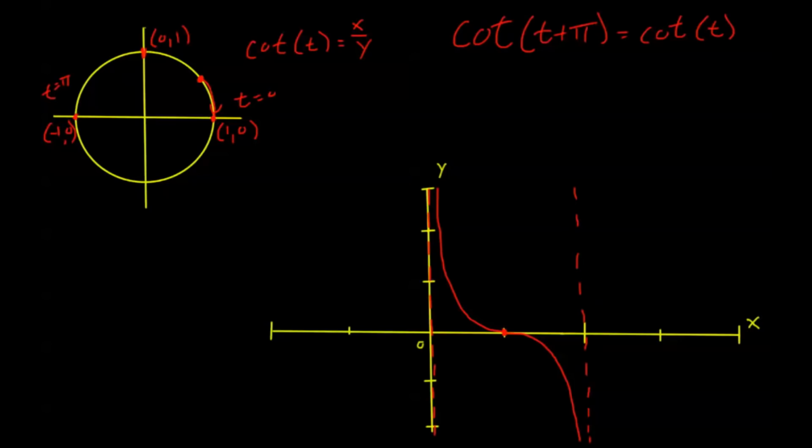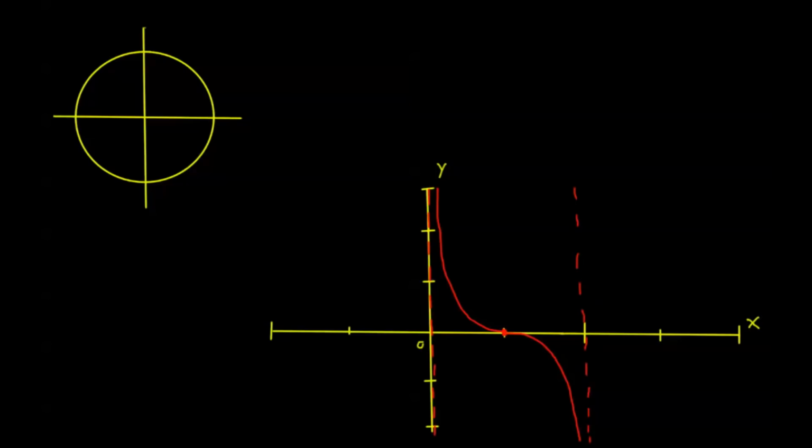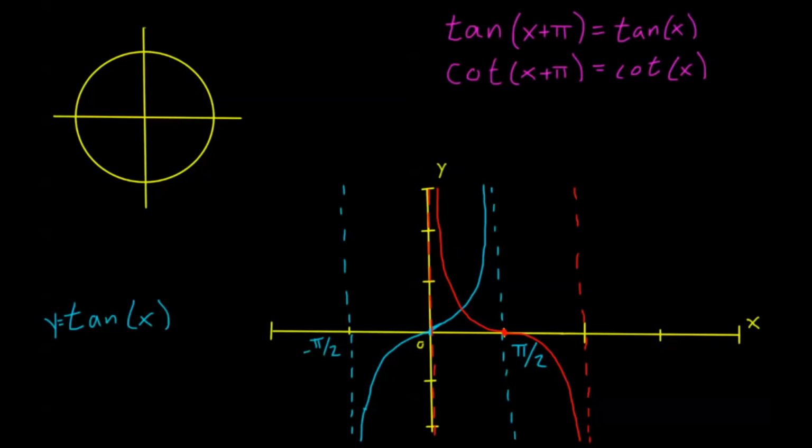Now before I go, I just want to make one little observation here. Let me bring my tangent back. We know that tangent and cotangent are reciprocals of each other. So they have a relationship. Wherever tangent has an asymptote, that means it's 1 over 0. The reciprocal of this is just 0 over 1. So wherever tangent has an asymptote, cotangent is equal to 0. Wherever tangent is equal to 0, cotangent has an asymptote, right? Wherever tangent goes to infinity, cotangent is 0, and vice versa.